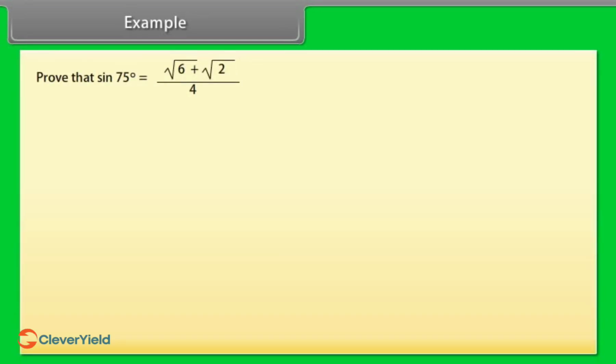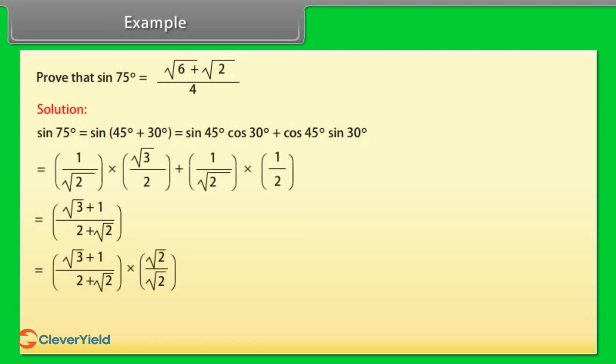Example. Prove that sine of 75 degrees is equal to (root 6 plus root 2) by 4. Solution. Sine of 75 degrees is equal to sine of (45 degrees plus 30 degrees). That is, sine 45 degrees into cos 30 degrees plus cos 45 degrees into sine 30 degrees. By solving it, we get (root 6 plus root 2) by 4.